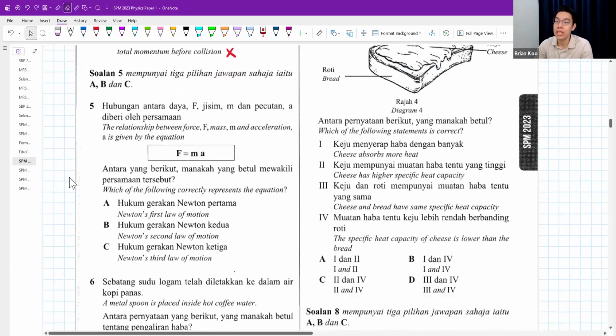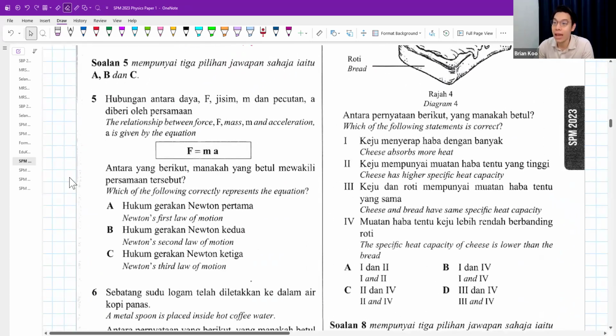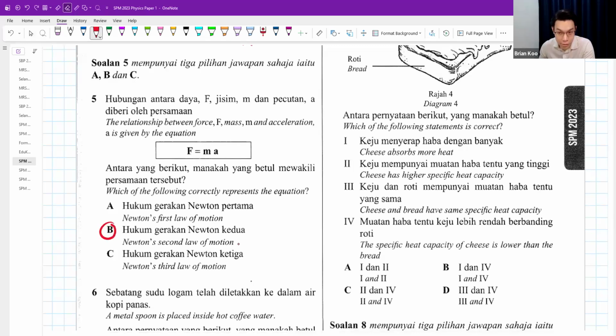Number 5, the relationship between force, mass, and acceleration is given by this equation. Which of the following represents this equation? Okay, this is Newton's second law of motion. If I ask you what the first law is about, you need to know. First law is about inertia. Newton said if an object is at rest, it will continue to stay at rest. If an object is at constant velocity, it will keep on maintaining a constant velocity unless somebody disturbs it, unless there's an external force, or else it'll keep maintaining the same motion. That's inertia, first law. Second law is all about F equals ma.